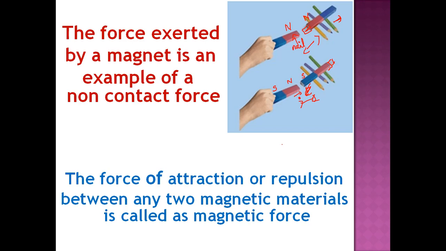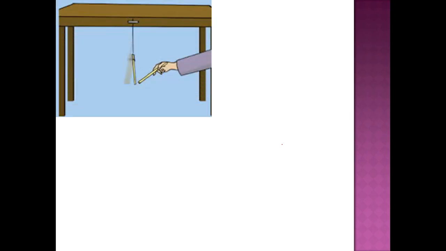Now, let us look at another non-contact force, children. For that, let us look at a picture. We have a straw, children. We know that we use the straw for drinking. Yes, we drink juice or coconut water with the help of the straw. So now what am I going to do with the straw?